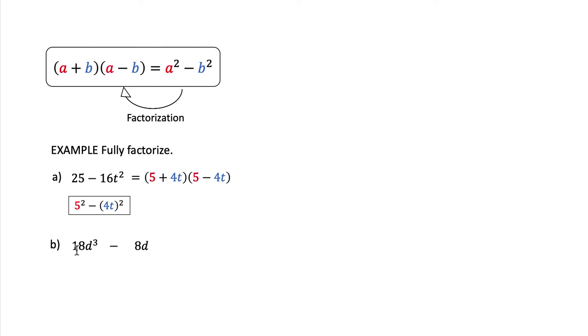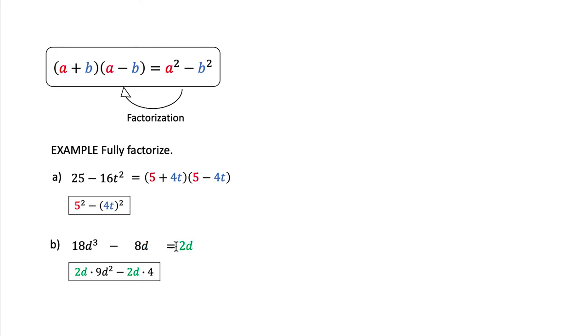But we will notice that we can factorize this expression first, because 18 and 8 do have a common divisor, and the biggest common divisor for them is 2. Then both of the terms have d, and we'll choose the lower power of d, which is d to the power of 1, into our common factor. So our common factor is 2d.